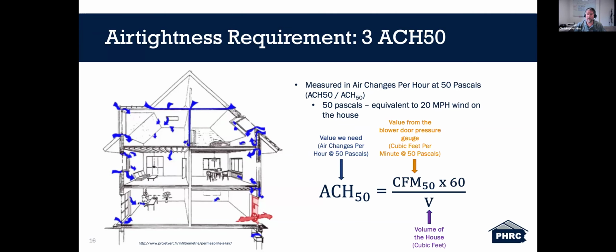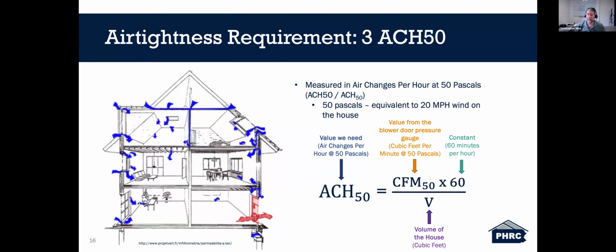Then you look at your CFM 50, which is your cubic feet per minute at 50 pascals. What that represents is once we hit a depressurization inside of this structure, there's a sensor in that fan that reads the amount of air still flowing through that fan. That's your cubic feet per minute at a negative 50 Pascal.